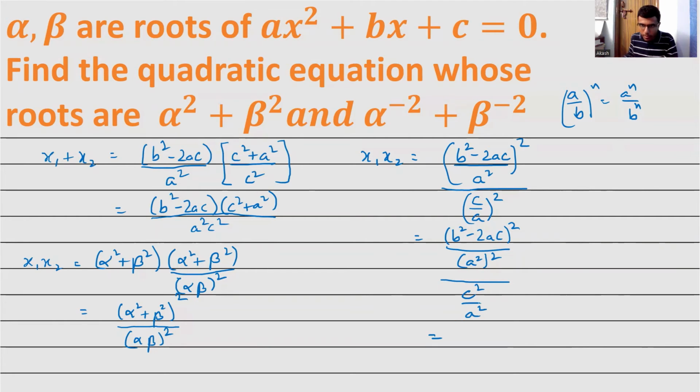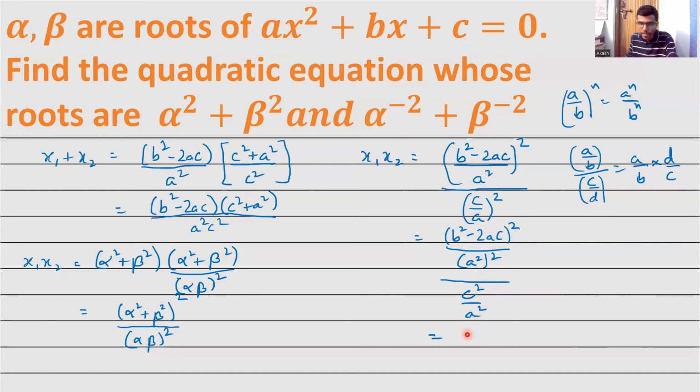Now this is of the form a by b divided by c by d, okay, a by b divided by c by d. So this will be nothing but equal to a by b into d by c. Okay, a by b into d by c.